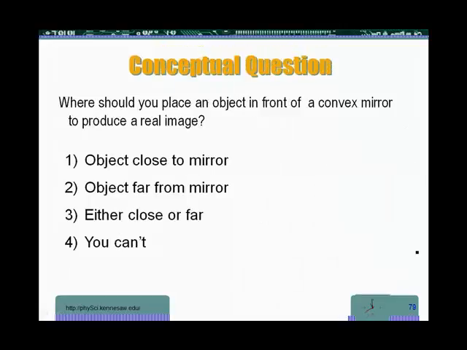Where would you place an object in front of a convex mirror to produce a real image? You can't. All images from a convex mirror are virtual images.